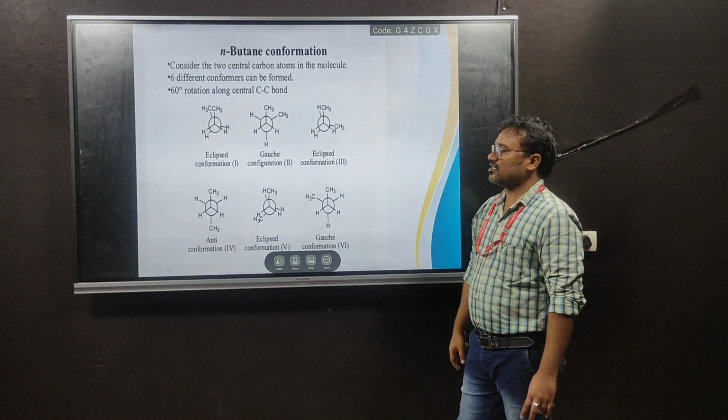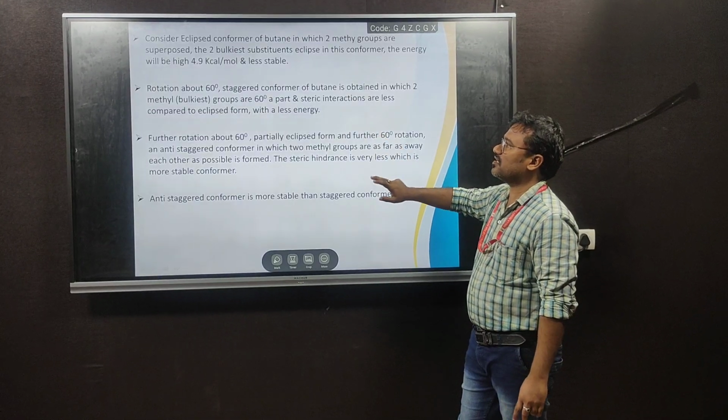So these are the conformational isomerism. We will discuss this conformational isomerism later.